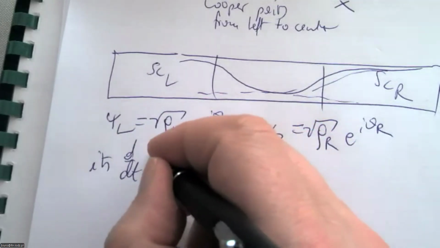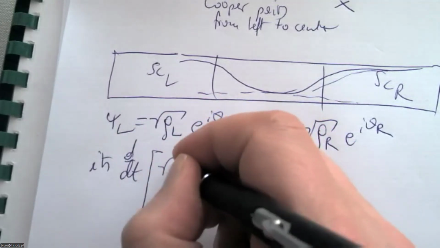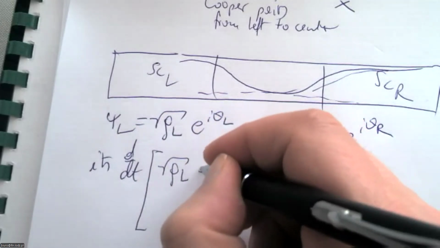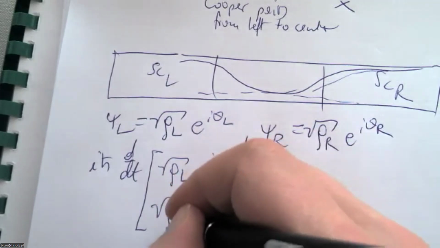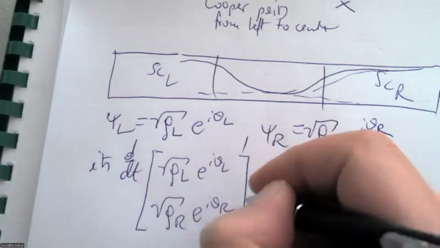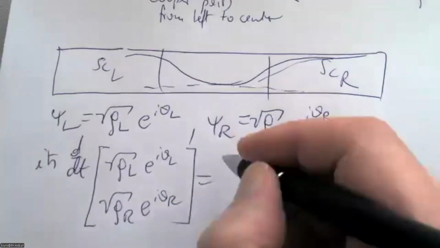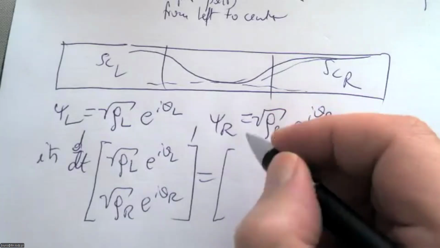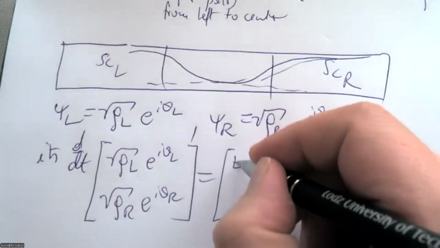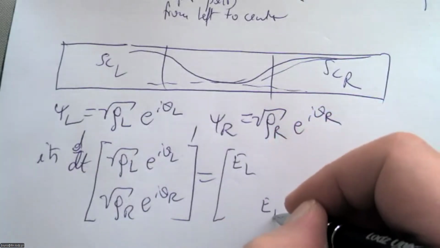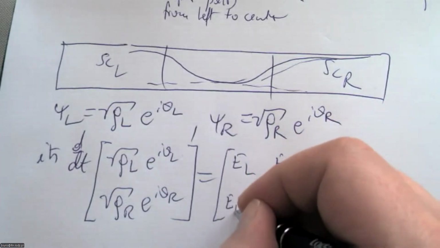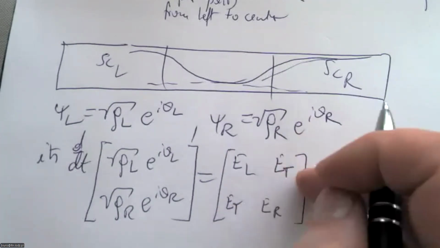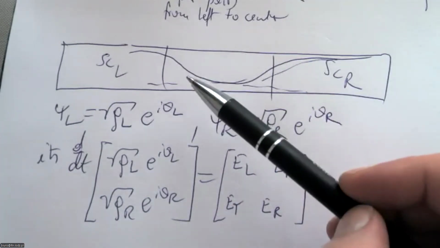And then rho L, so I'm just plugging in, right? No big deal. And simply saying EL, ER. And basically the strength of tunneling is encoded in these anti-diagonal terms.